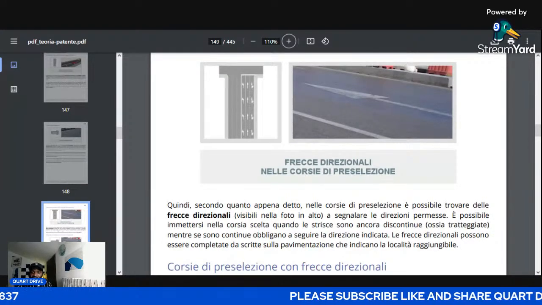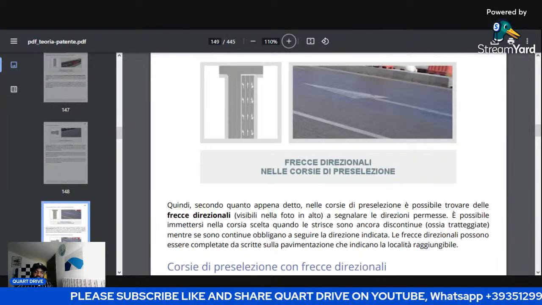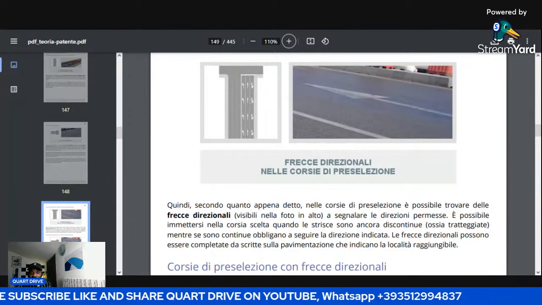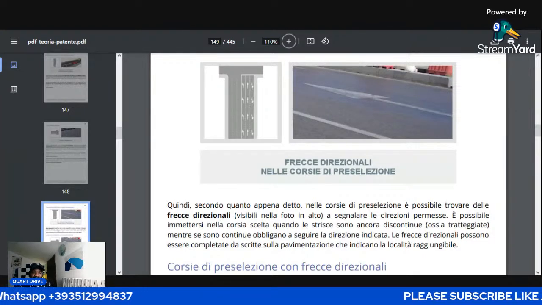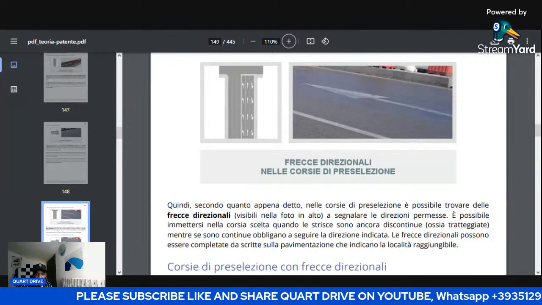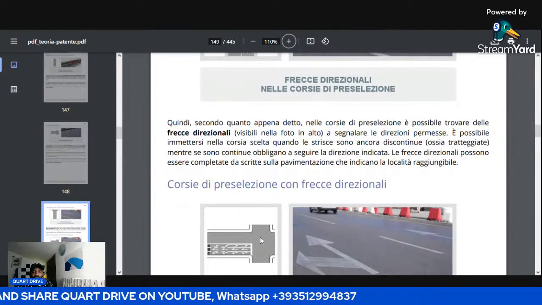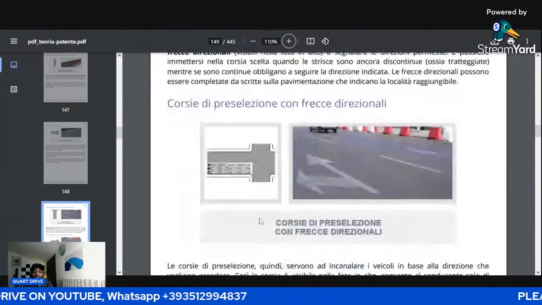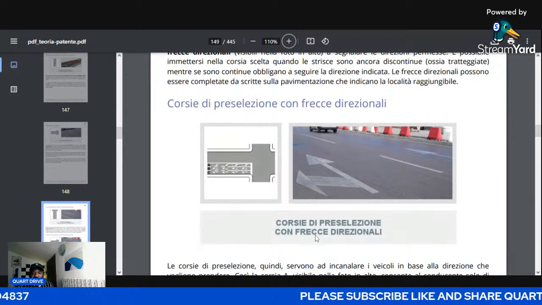So maybe on the pavement they can write Milano or Torino or Genova, any city or any place that they want to write on the floor, for you to know that if you are taking this direction or this pre-selection, you are going to enter the locality or the place that you want to go to. So that is corsia di preselezione. This is also another part of the corsia di preselezione, freccia direzionale.